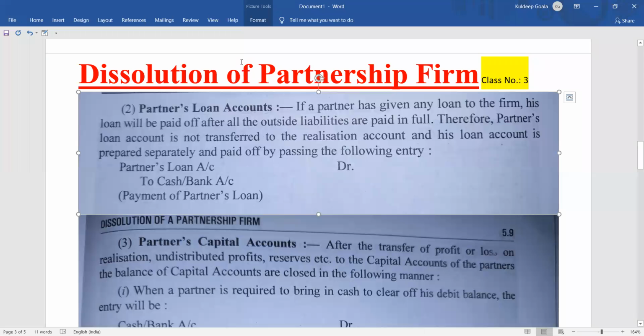So, my dear students, once again, we are going to continue with dissolution of partnership firm.